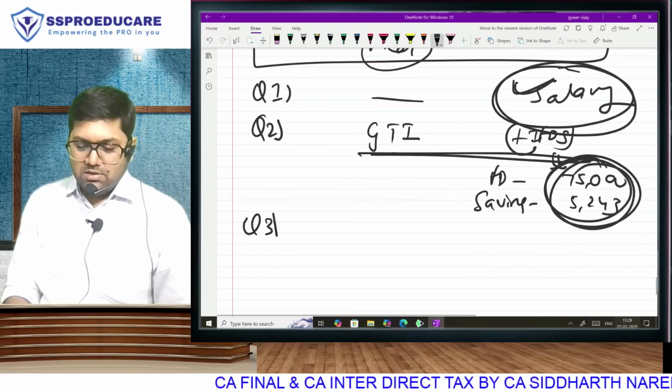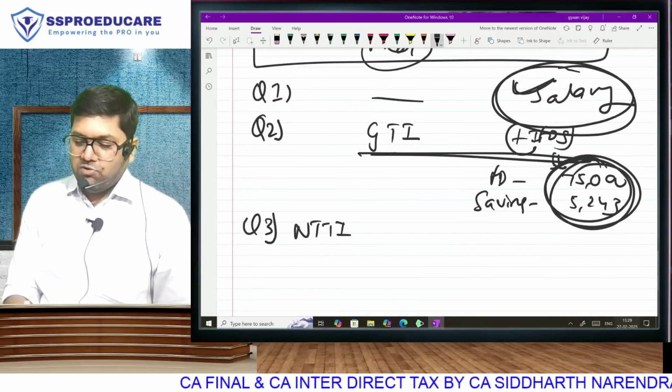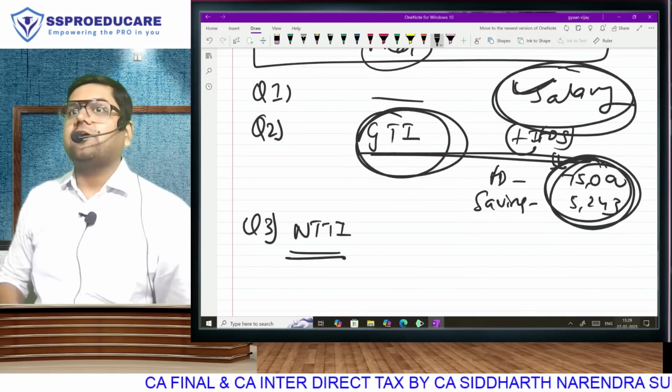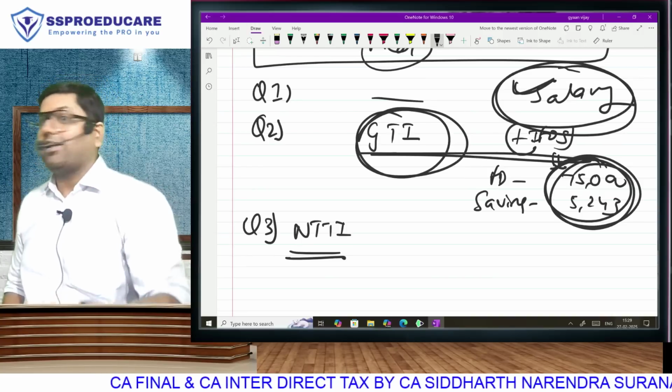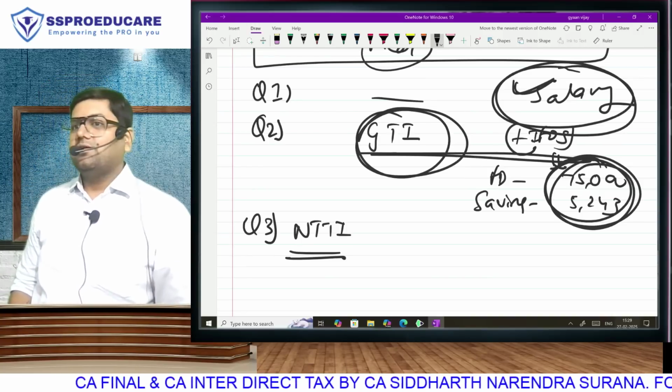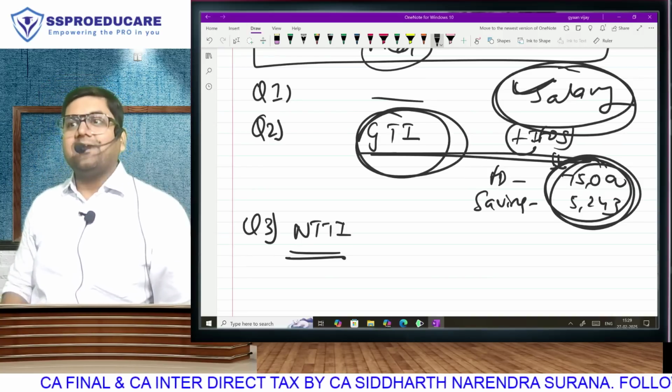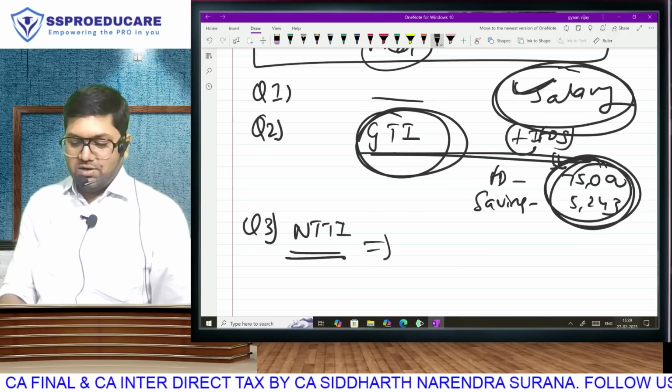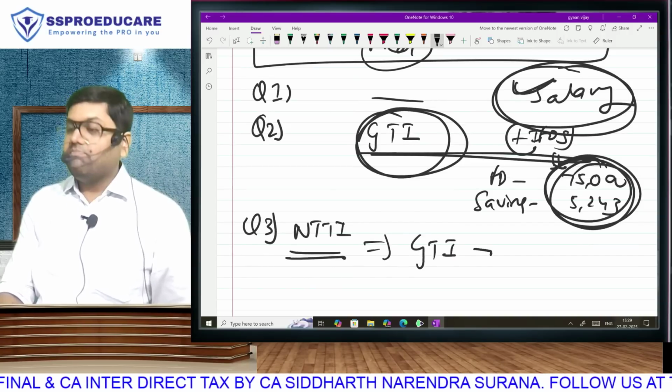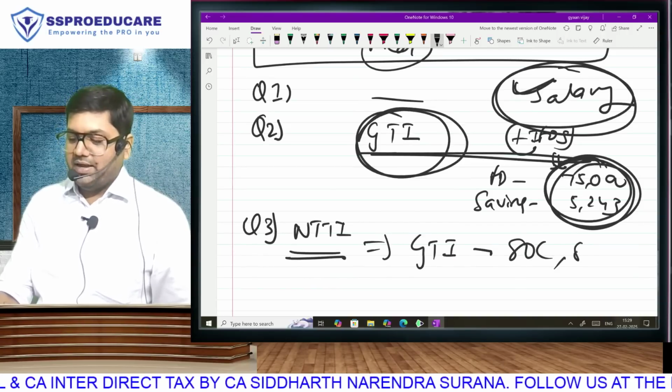Third, calculate NTTI. What do you have to do? If this is correct, assume that you did not make a salary mistake and you did not make your bank interest mistake. So you have to do what? GTI as per question 2 minus that 80C minus that 80D.